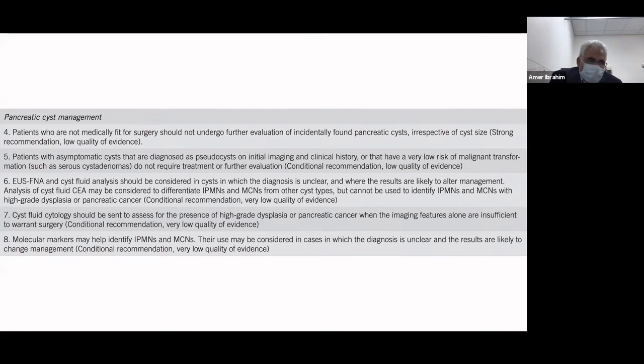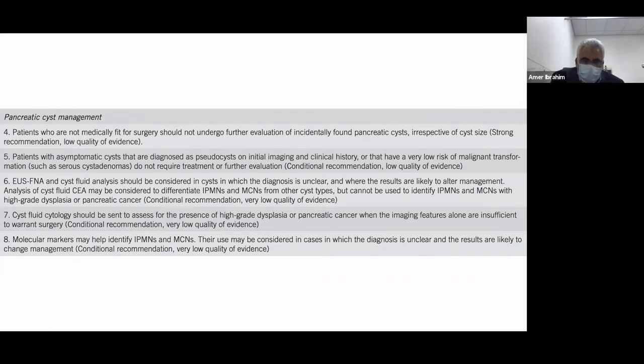Then the gastroenterologist, when he takes the sample, sends it to the lab, and they will check the amylase in the sample. They check the CEA in the sample, and they send the sample for cytology, looking for malignant cells or high-grade dysplasia. So these are three important things.